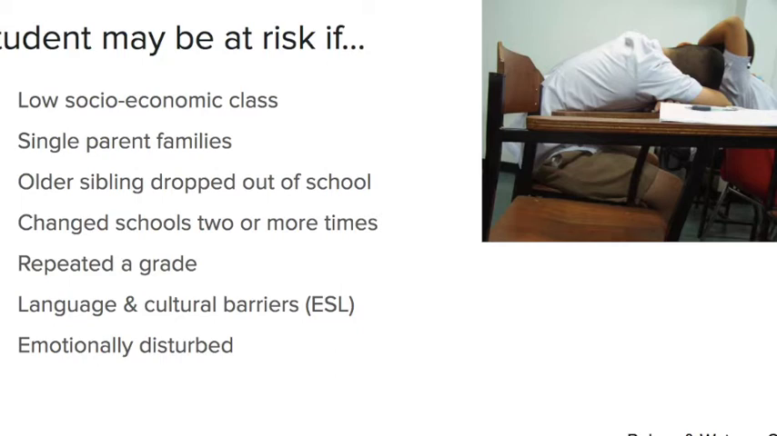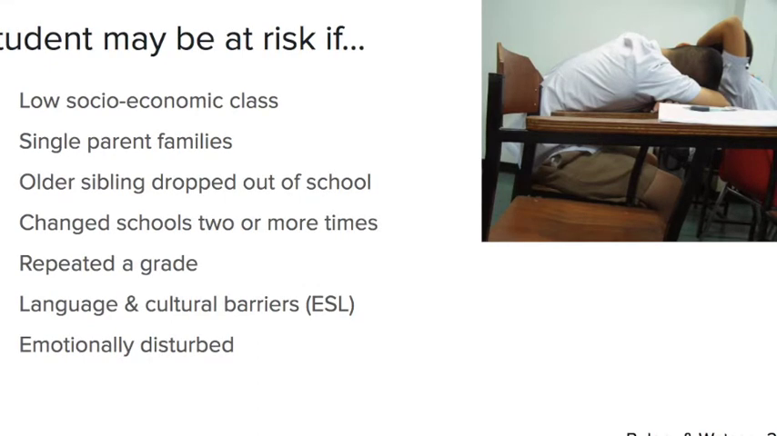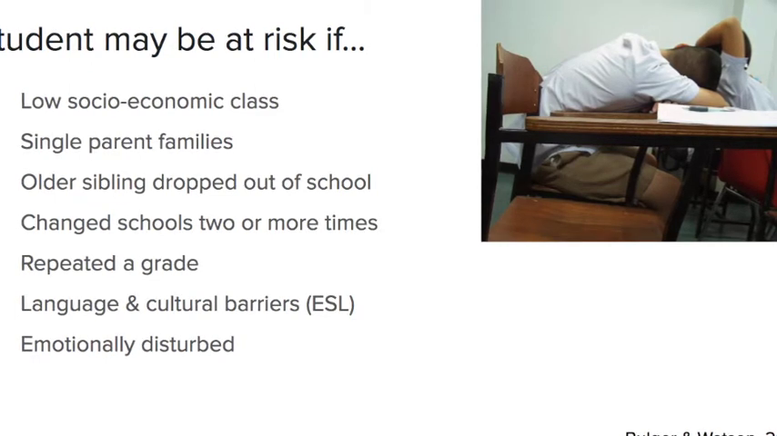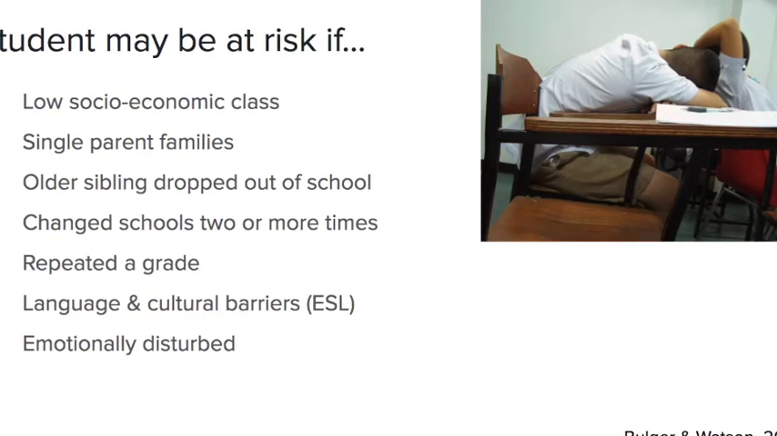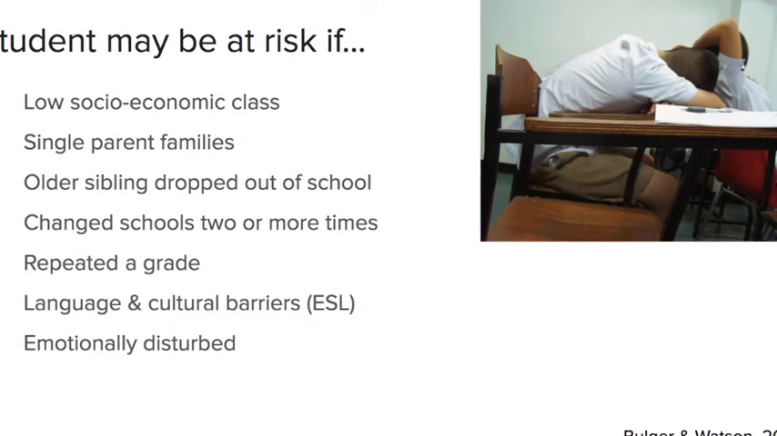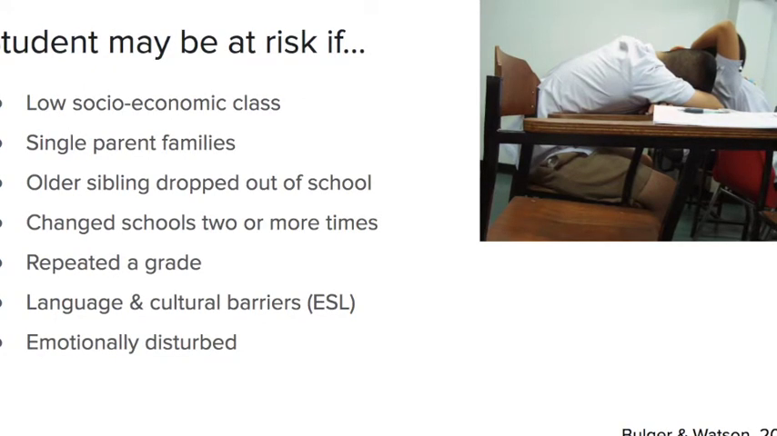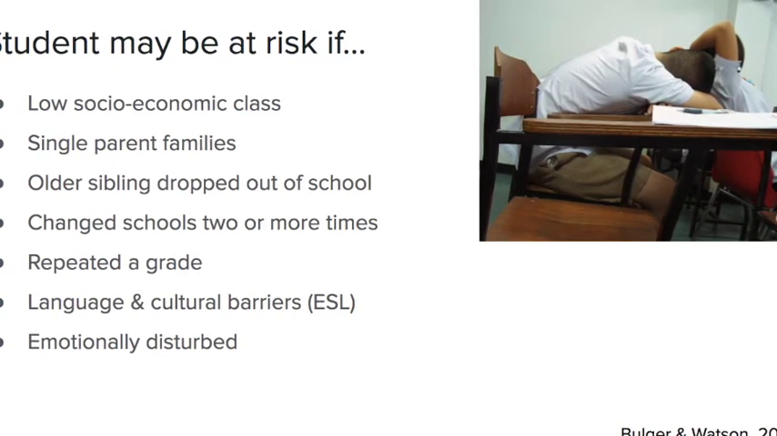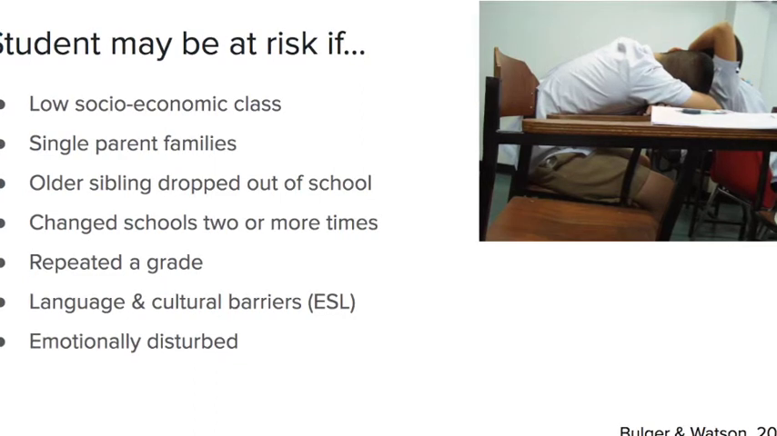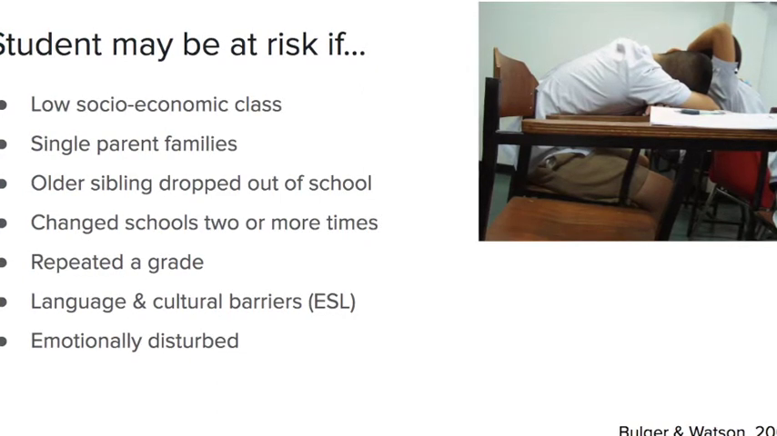So now I'm going to touch on factors or identifiers that you can look for to see if a student is at risk. A student may be at risk if they are part of a low socioeconomic class, or they have a single parent family, because a lot of the time that doesn't really help the student at home, and it totally does impact students. I've seen it myself while I was student teaching in my internships. It's a lot going on for them at home, especially the younger kids.